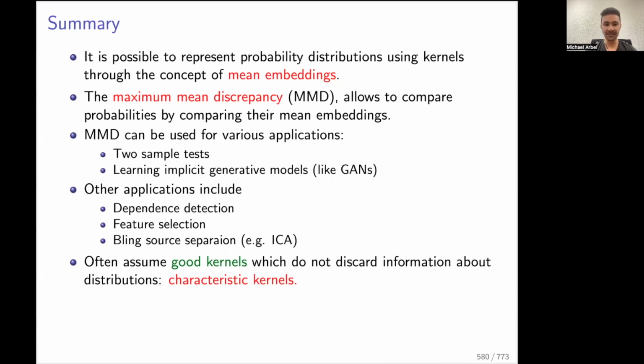So all these applications and the context that we considered so far assume that we have access to a good kernel, which does not discard information about distributions. And we call these kernels characteristic kernels. But we would like to make this more precise and especially to be able to tell whether a kernel is a good kernel or not, and more precisely whether it is characteristic or not. So this would be the object of the next lecture.